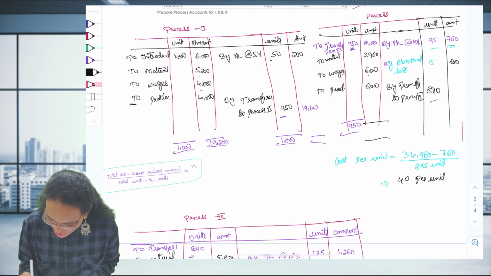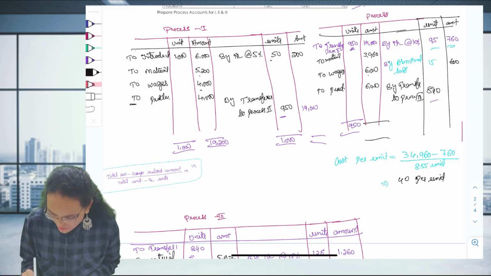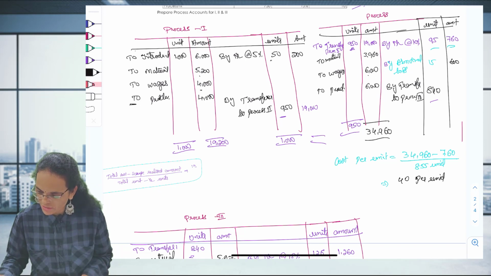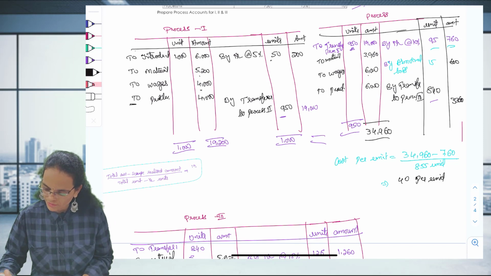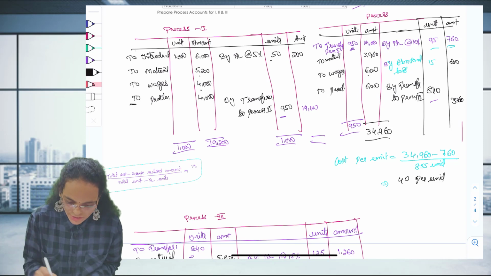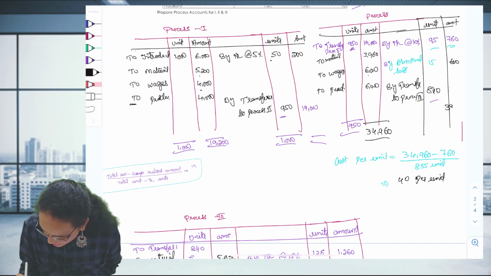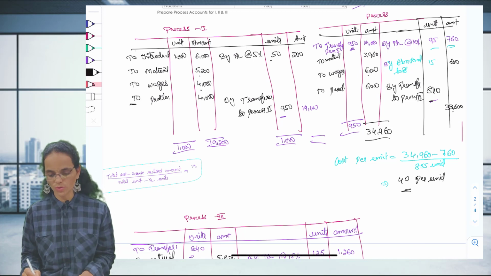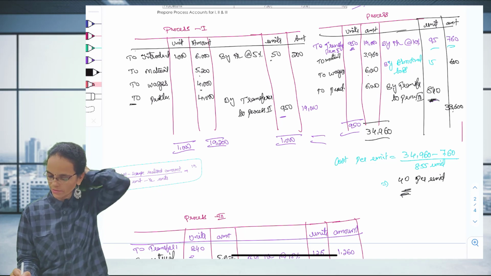Next, this total amount is how much? 19,000 plus 3,960 plus 6,000 plus 6,000, that is 34,960, minus 760 minus 600, that is 33,600. If I do 33,600 divided by 40 rupees, I'll get 840 units only. Same thing, balancing figure, or 840 into 40 rupees, you can do the same thing.